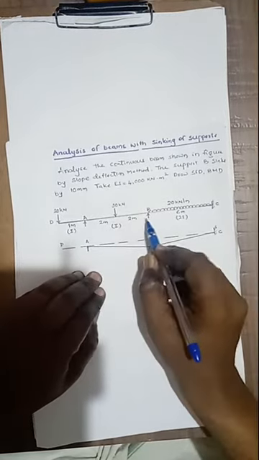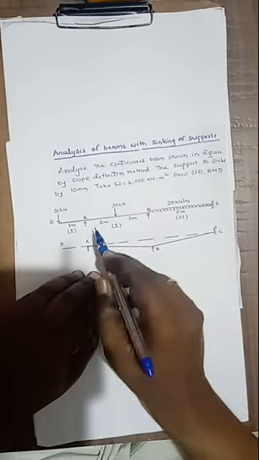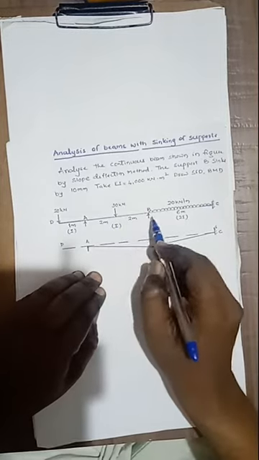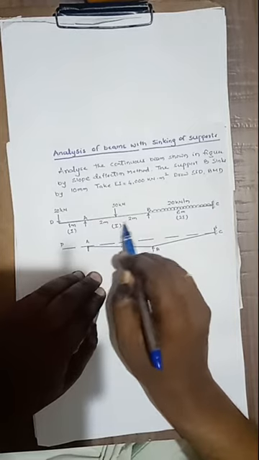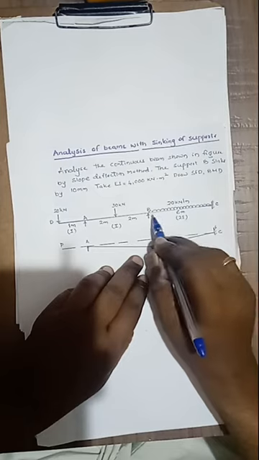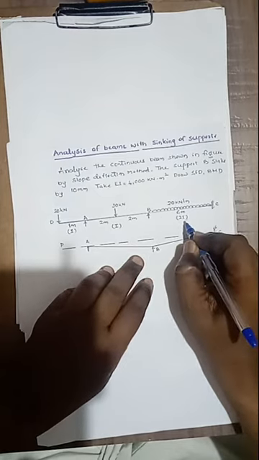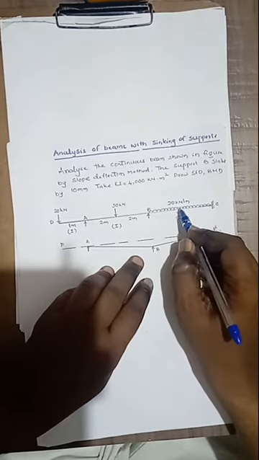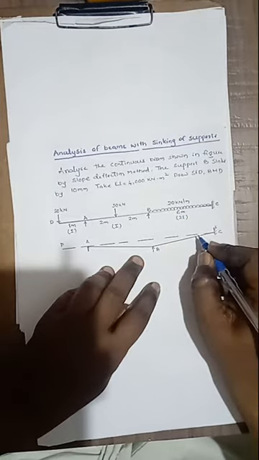Span AB is subjected to a point load of 30 kilonewton at the center. The moment of inertia is I and the span of this intermediate span is 4 meter. Then the end span BC has length 6 meter with moment of inertia 2I and is subjected to a UDL of intensity 20 kilonewton per meter.